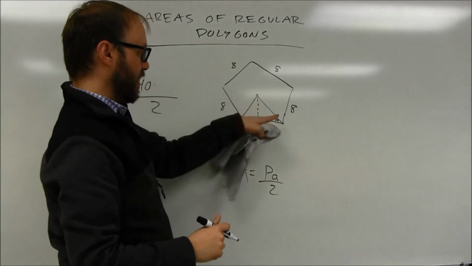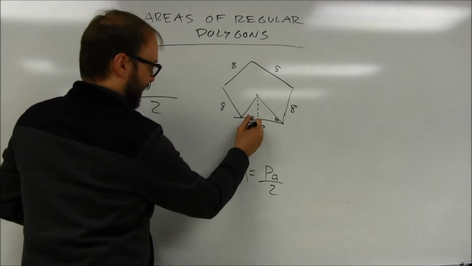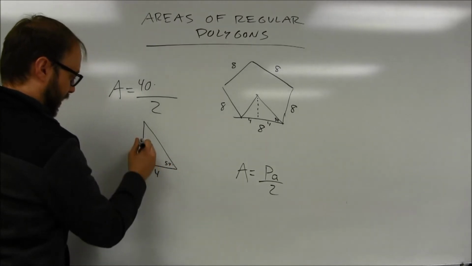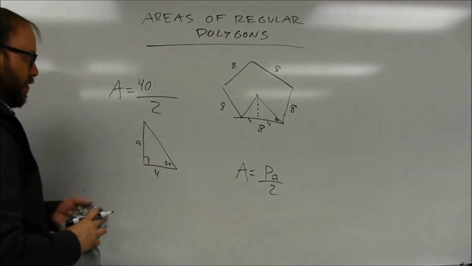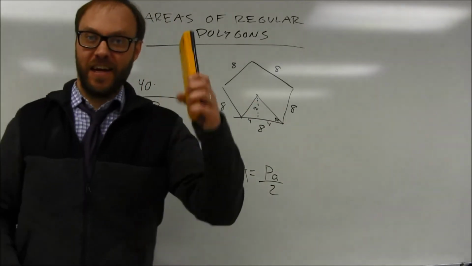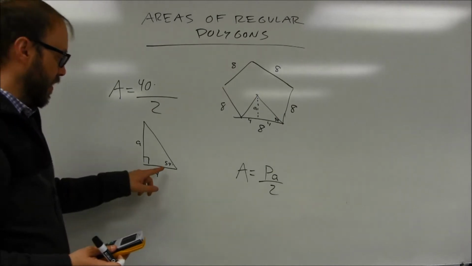Let's look at one of these triangles individually. That side is going to be 4. We've got a 54 degree angle here. The apothem is over here, and that apothem is what we're trying to find. You're going to need a calculator. This is not a special triangle, so we're going to have to set up a little trig equation.